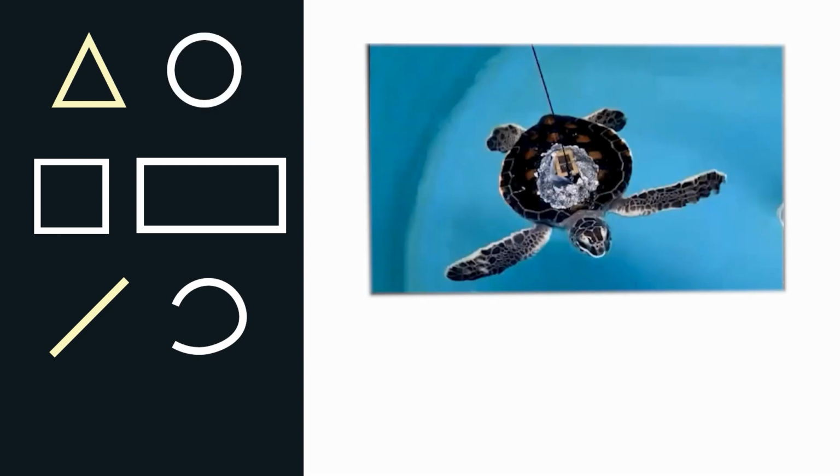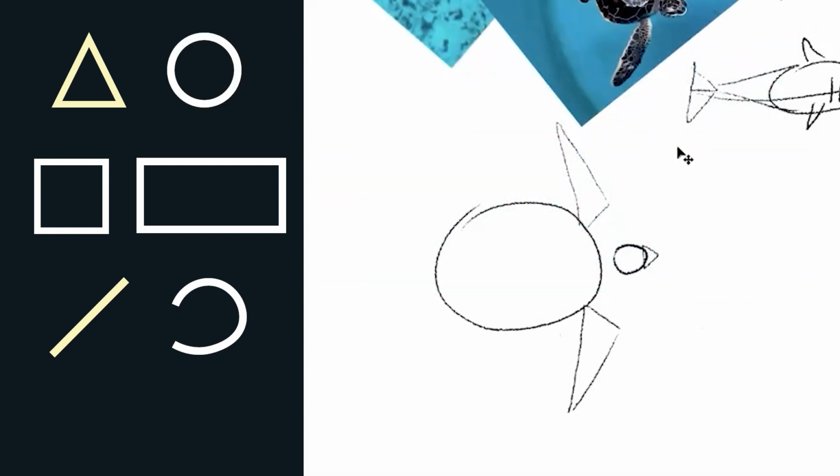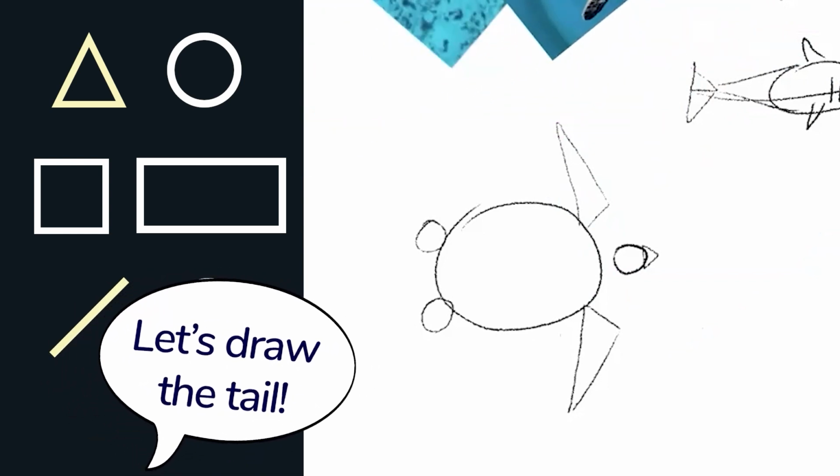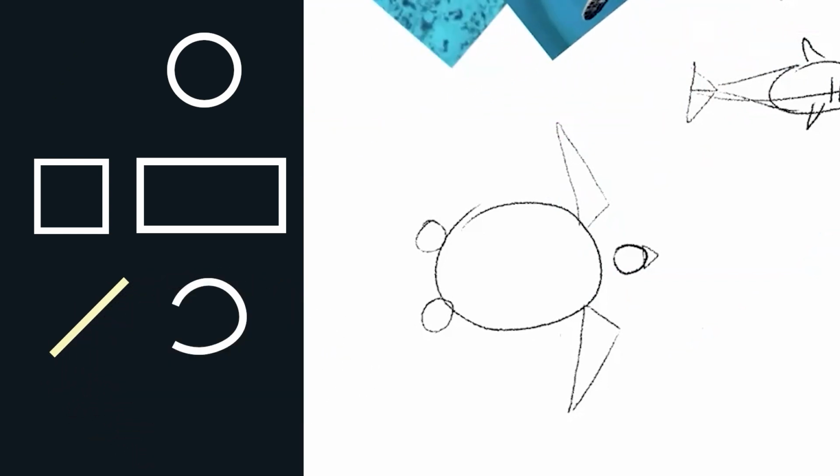What shape could we use for the legs? Yeah, so circles are good shapes. Draw circles for the legs. Okay, what kind of shape should we draw for the tail? Yep, a little triangle. Okay.